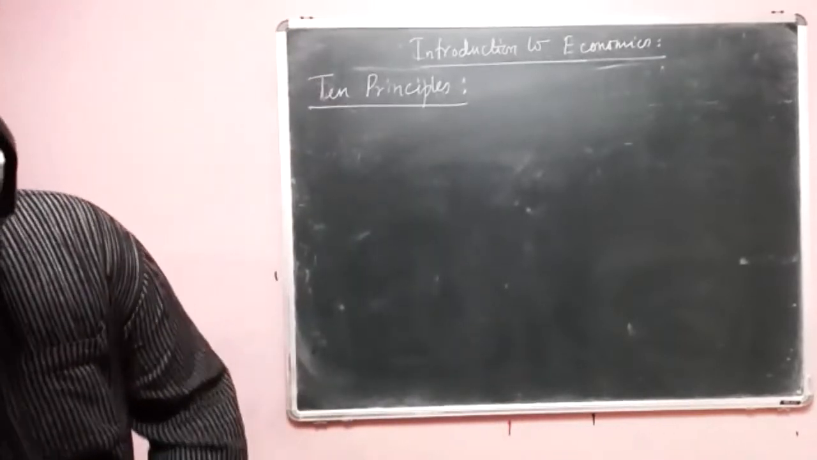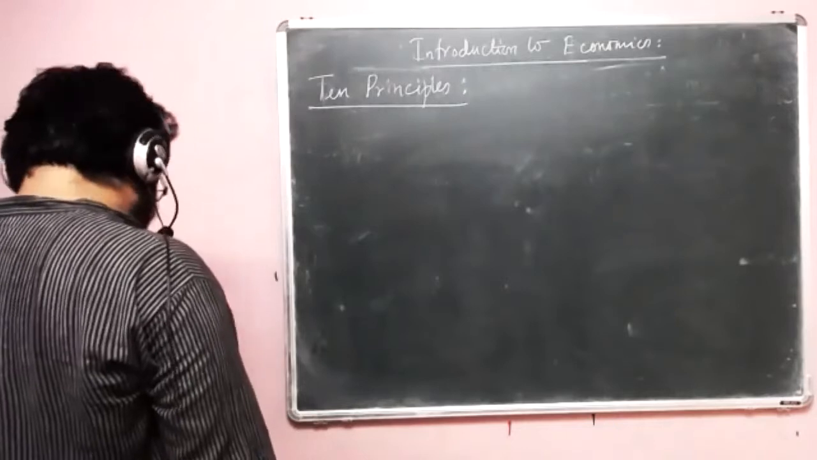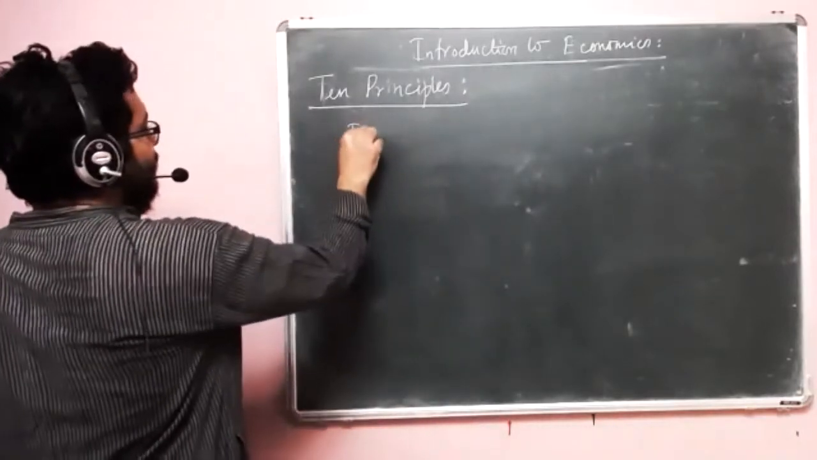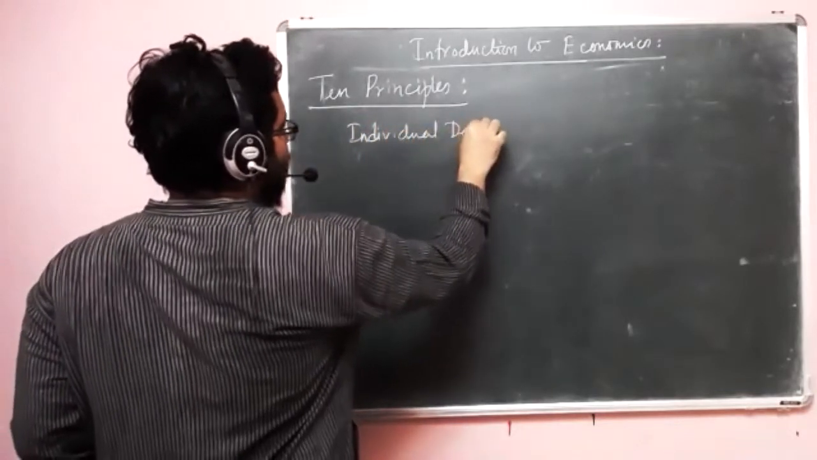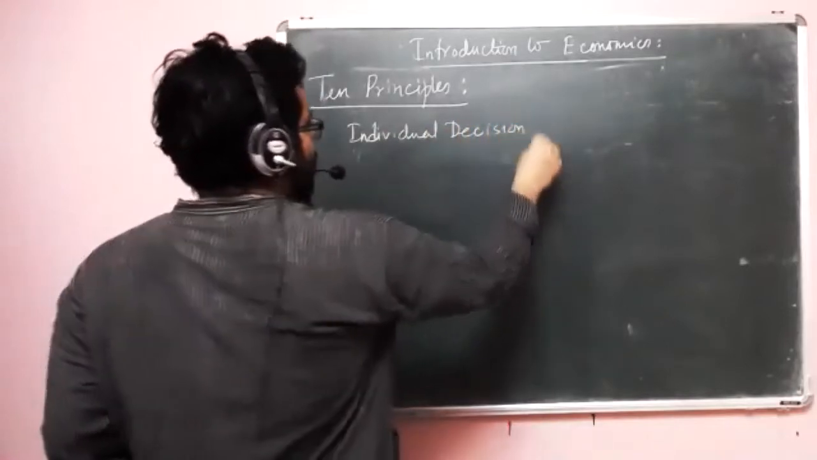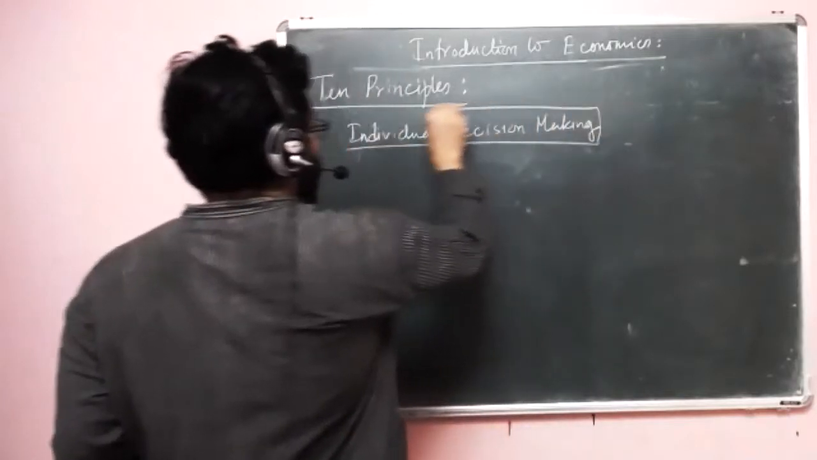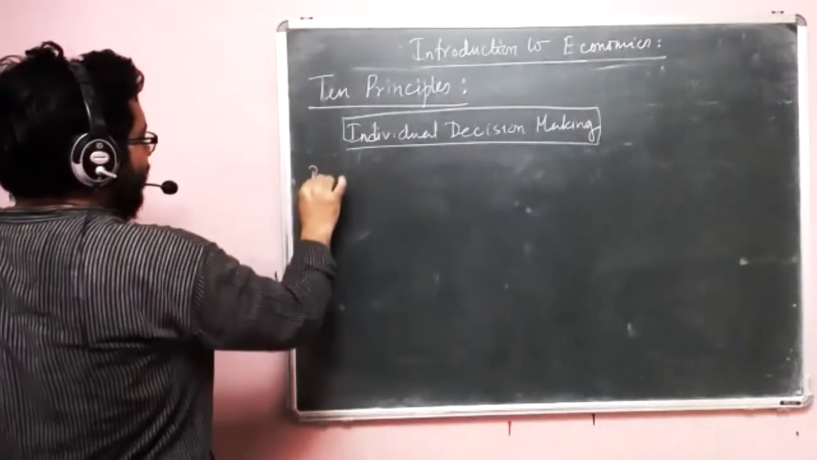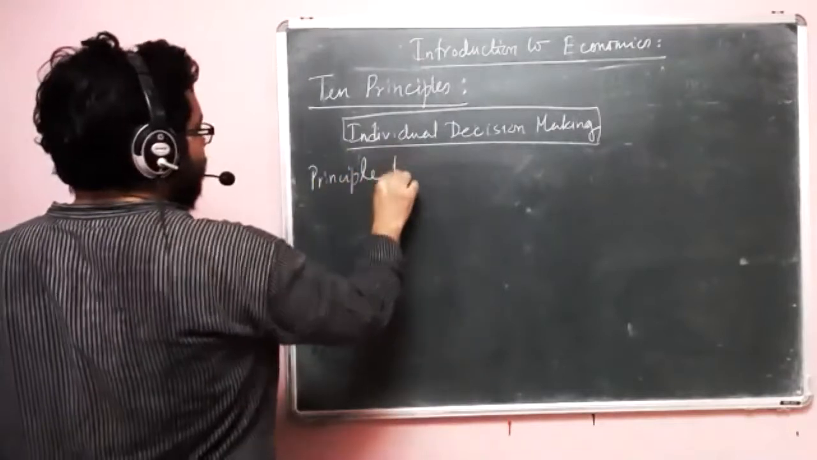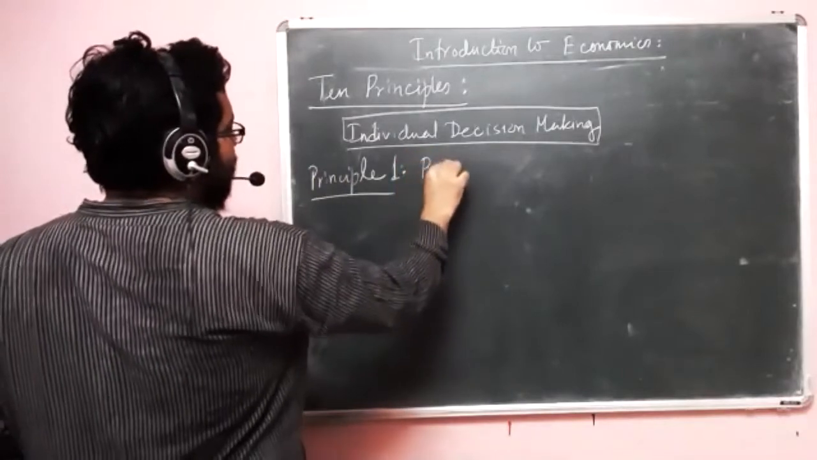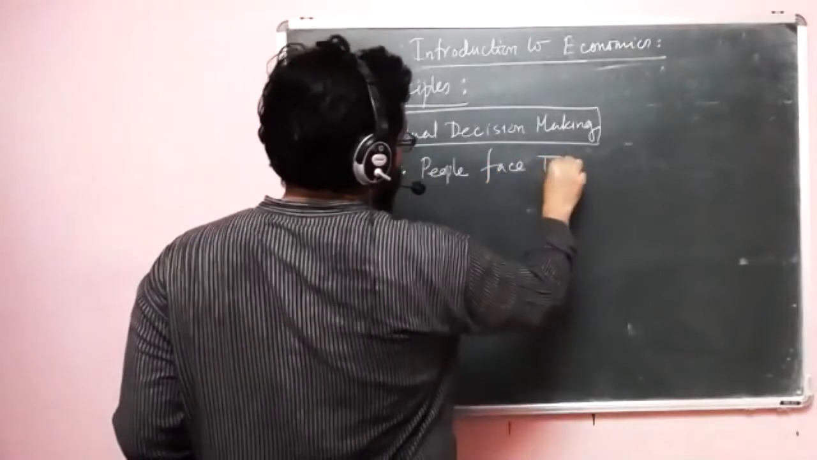Okay. So the first category, in which we have 4 principles, is individual decision making. So what is principle 1? Let's go to principle 1. People face trade-offs.